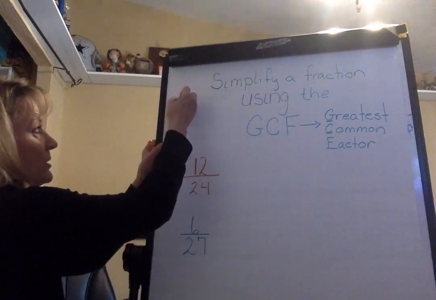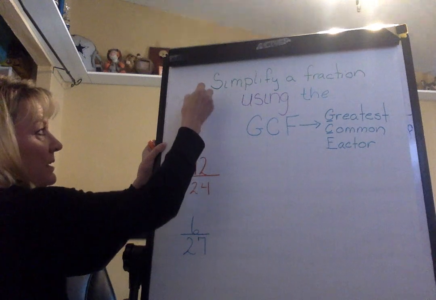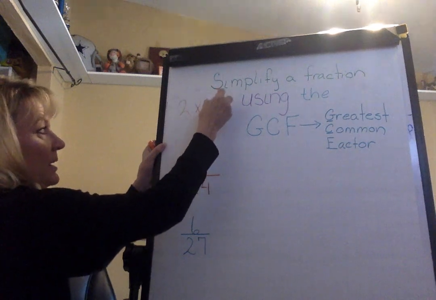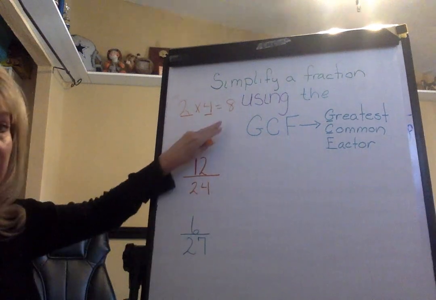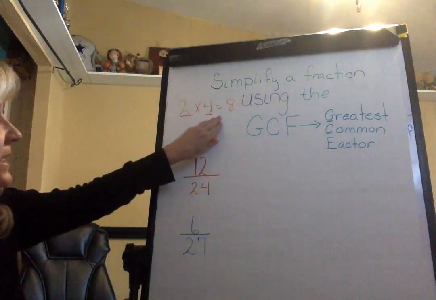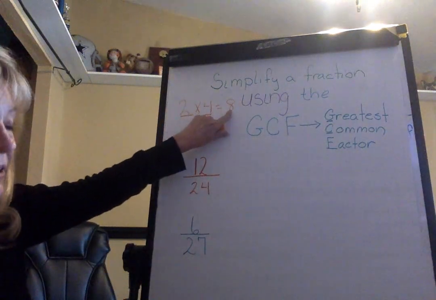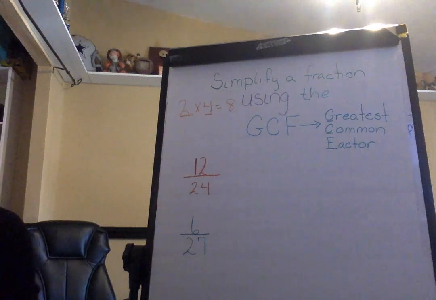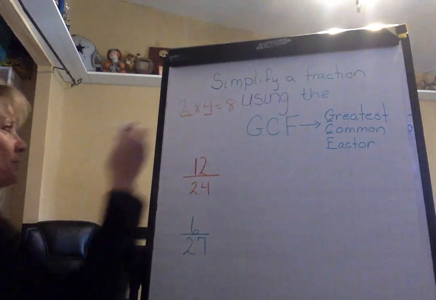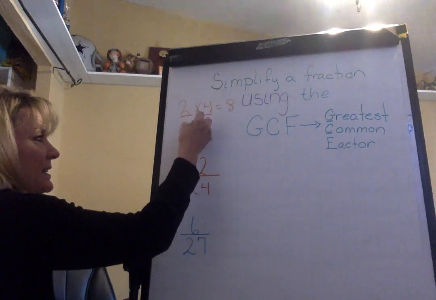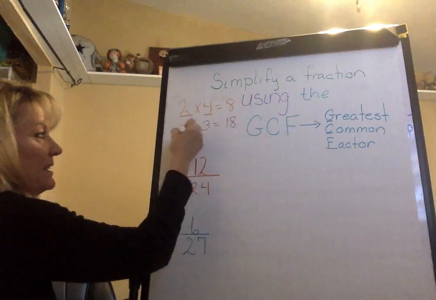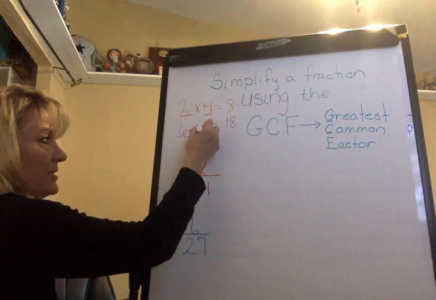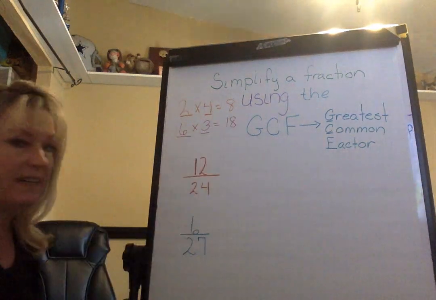So if I want to do 2 times 4, 2 is a factor and 4 is a factor. The product is 8. So I can say that 2 and 4 are factors of 8. Let's try one more. If I want to do 6 times 3 is 18, 6 is a factor and 3 is a factor of 18.